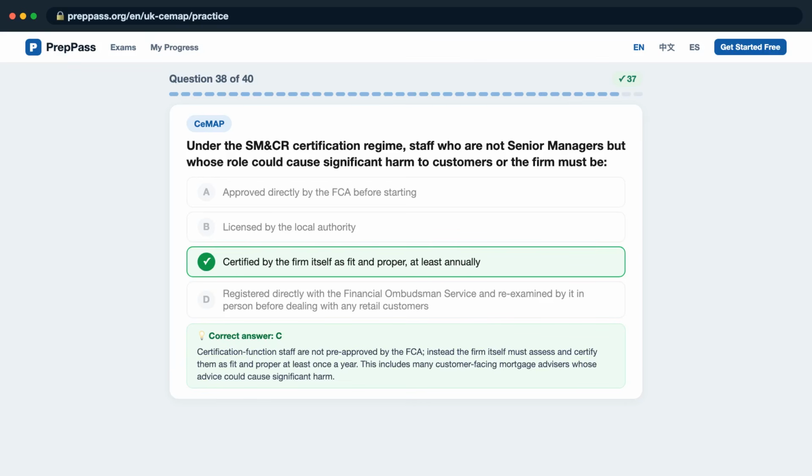The correct answer is C. Certification function staff are not pre-approved by the FCA. Instead, the firm itself must assess and certify them as fit and proper at least once a year. This includes many customer-facing mortgage advisors whose advice could cause significant harm.